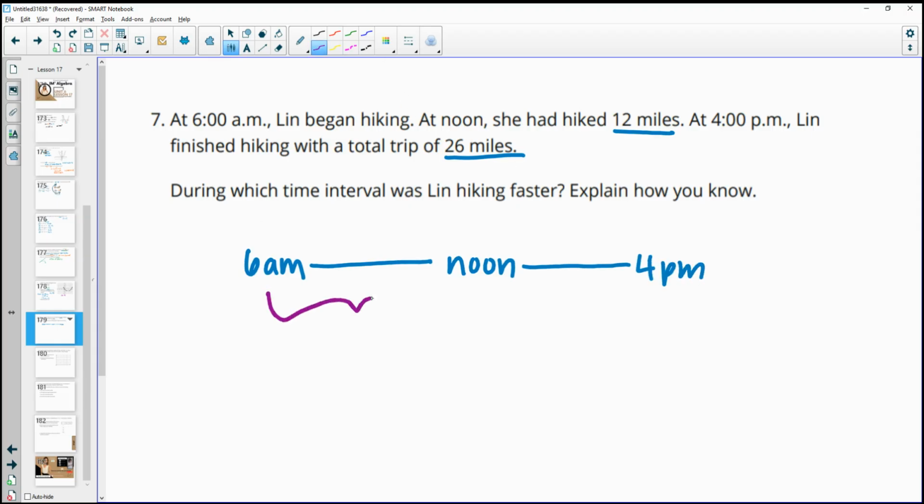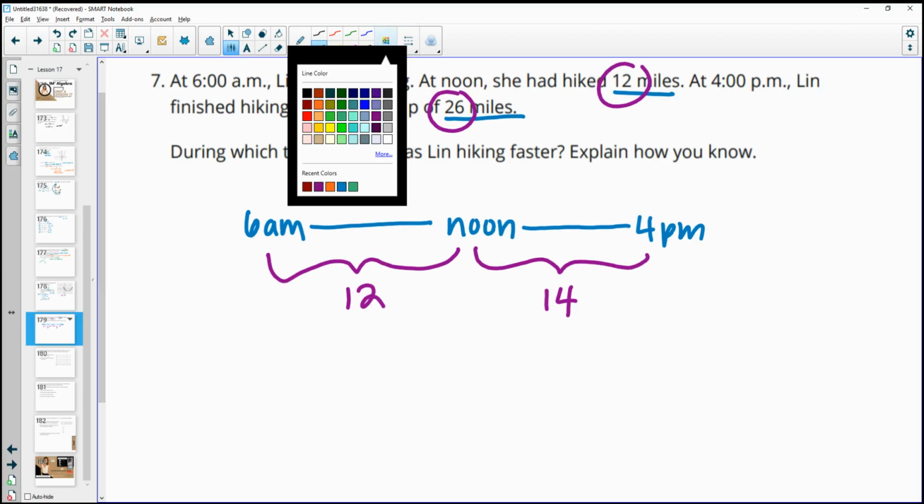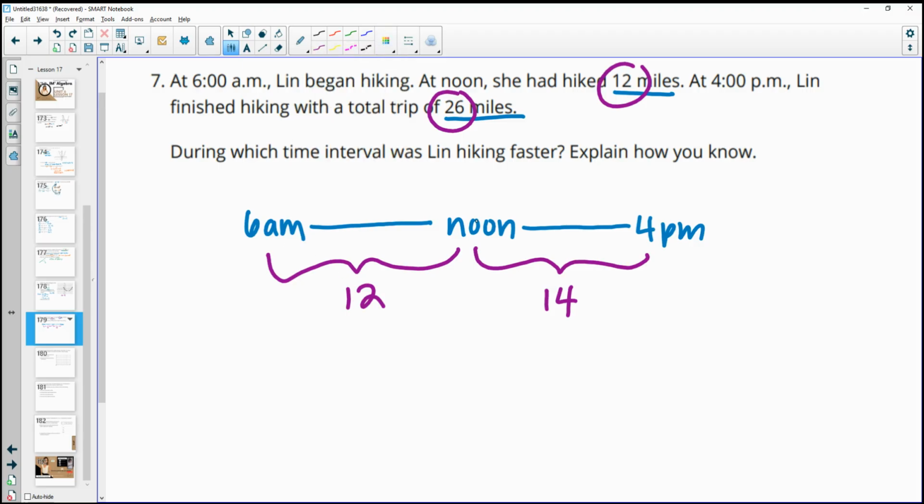So from 6 a.m. to noon, she had hiked 12 miles. And then from noon to 4, she ended at 26. So that means she hiked another 14 miles so that her total trip was 26. So in order to figure out how fast you're hiking or how much you're going per hour, right? 6 a.m. to noon, remember noon is 12. So 6 to 12 is 6 hours. And noon to 4 is 4 hours. So she hiked more in the second half in less time. So she's obviously traveling faster from noon to 4.